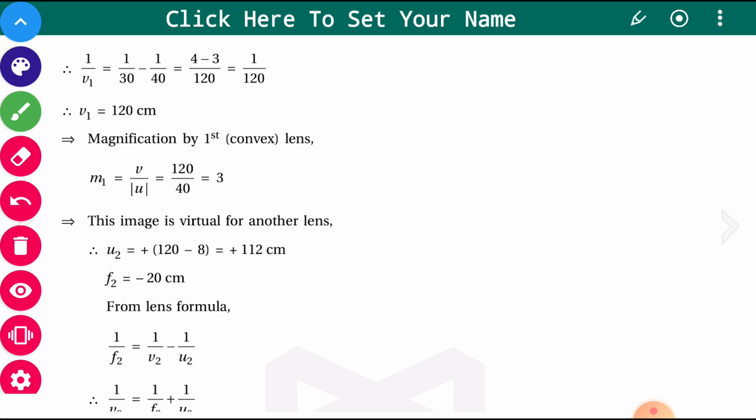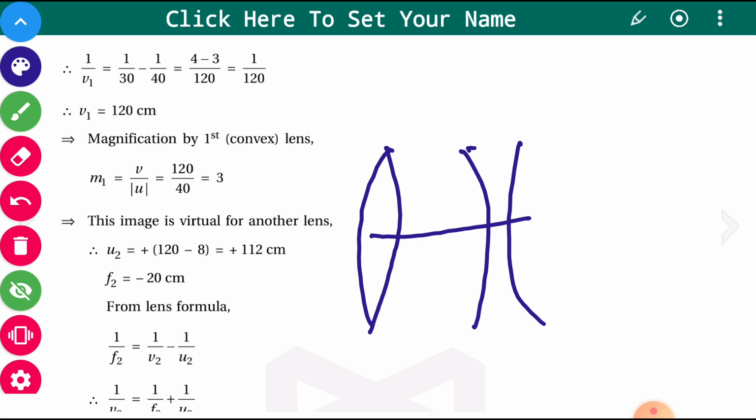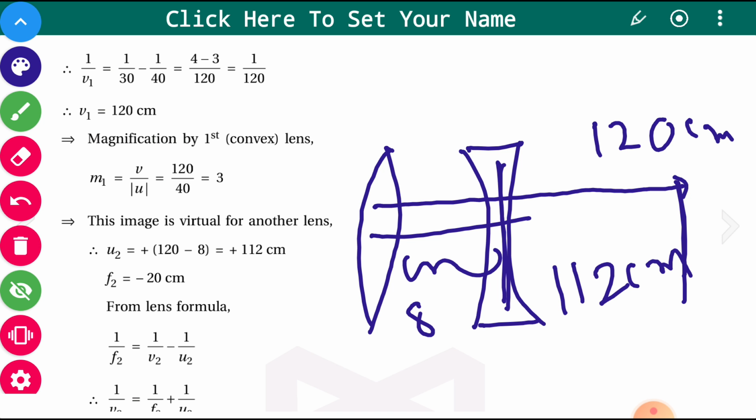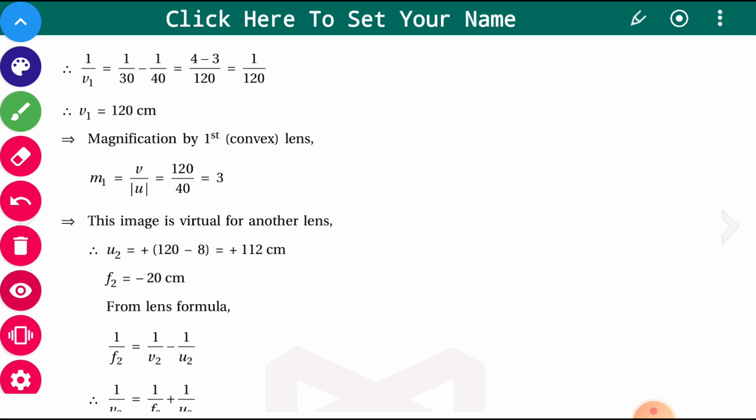And it will be at what distance? Try to understand again. First we have this convex lens, and then we have the concave lens. The image formed from the convex lens is at 120 centimeter. Now distance between them is 8 centimeter. So this distance will be 112 centimeter, that is the object distance for the concave lens. So it is 112 centimeter, focal length is minus 20.